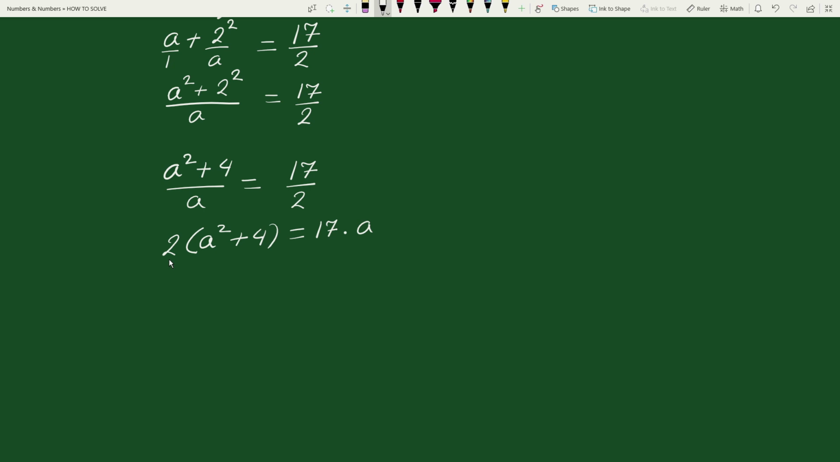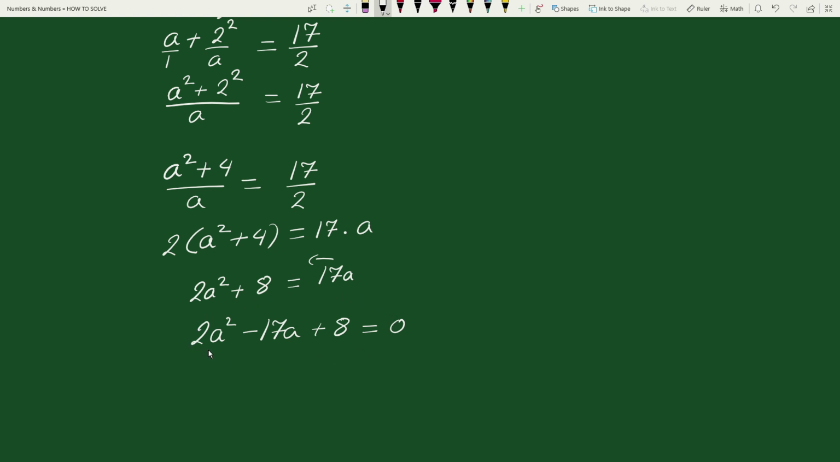This equals 2 times a square, which is 2a square, plus 2 times 4, which is 8, equals 17 times a, which is 17a. Now transposing 17a to the left hand side, we can write this equation as 2a square minus 17a plus 8 equals 0. Now this is a quadratic equation.